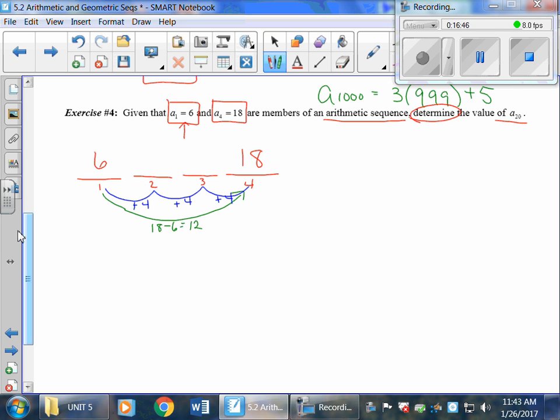So 6 plus 4 would be 10. 10 plus 4 would be 14, and 14 plus 4 is 18. So there we go. So we know our common difference is positive 4.